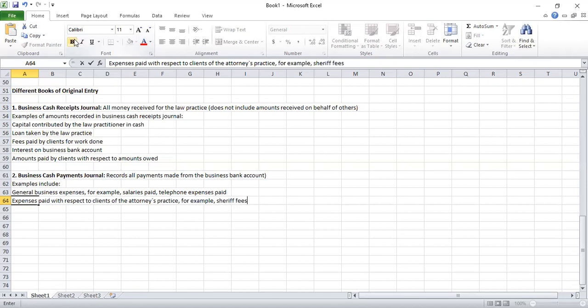If the client does not have money, is not yet paid you, maybe you might have to pay sheriff fees. Advocate fees. Processing fees, traveling expenses. So as long as the client does not have money that he has paid already, we are supposed to pay on his behalf, and then we'll charge him so that work can be done. So we're supposed to record it in the business cash payments, right?